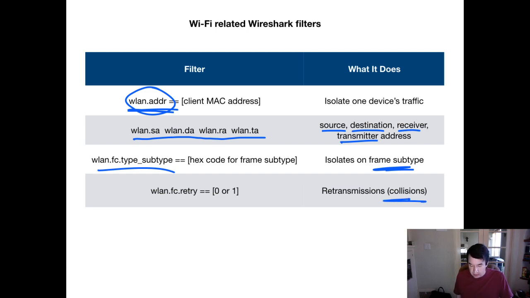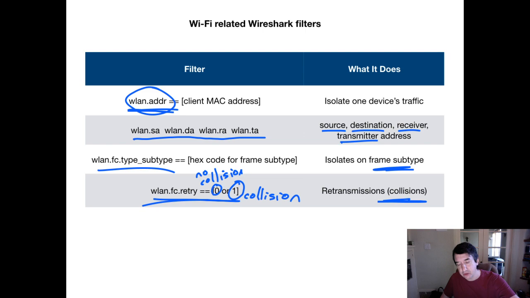WLAN.FC.type_subtype. And if you're looking for collisions, collisions are a good indication that there might be wireless performance issues, interference, and other things like that. You can use WLAN.FC.retry. Retry equals 1 means that there was a collision, and retry equals 0 means there was no collision. So that's some information about the methods, at least, that I use when it comes to doing wireless capture.